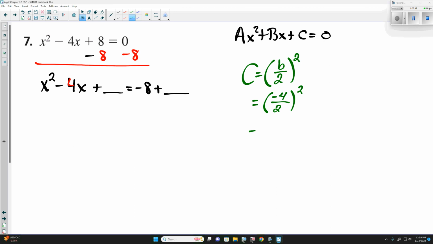Now the next step is to simplify this here. Negative 4 over 2, negative 4 divided by 2 is negative 2. And negative 2 squared is 4.